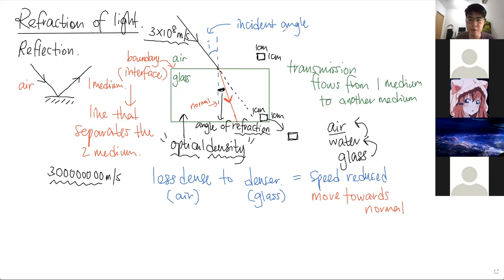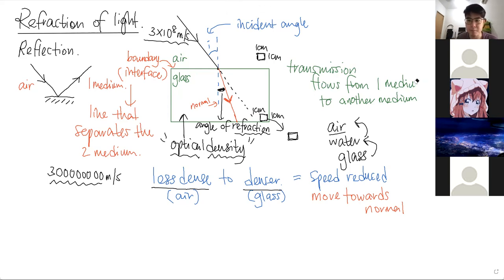Okay, so all this happened when light travels from a less dense medium to a denser medium. This is what will happen. There will be a bending of light, and the speed will be reduced. Now, what if the other way around? What if the light ray travels from glass and to water? Sorry, from glass and then to air.